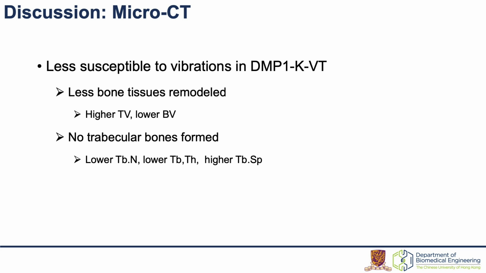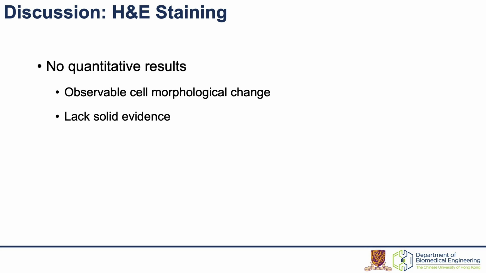Also, the DMP1 knockdown was found less susceptible to vibrations. Higher tissue volume and lower bone volume were observed in the knockdown group, which indicated that the bone tissues were less remodeled. On the other hand, lower trabecular bone number and thickness with higher spacing can be interpreted as less trabecular bone formation. The findings in H&E staining were not convincing enough, as no quantitative results could be obtained.